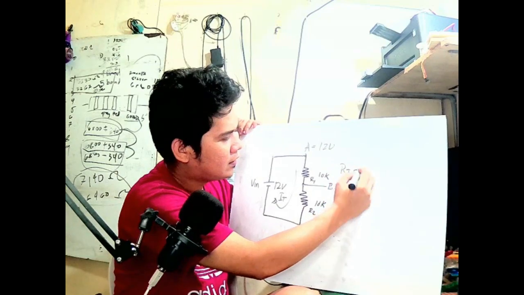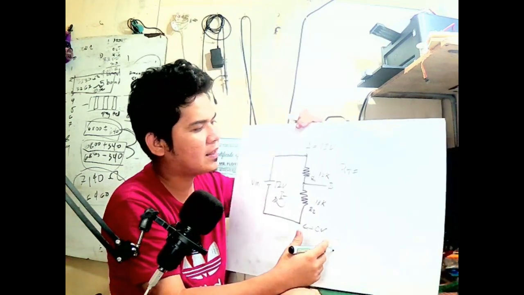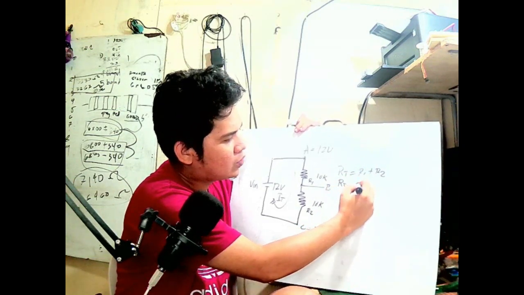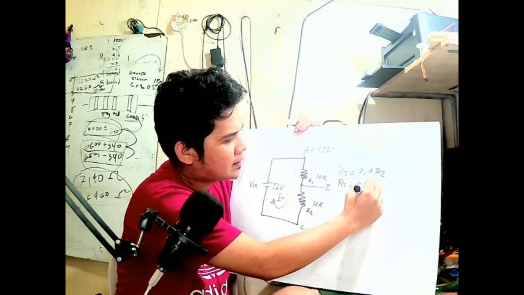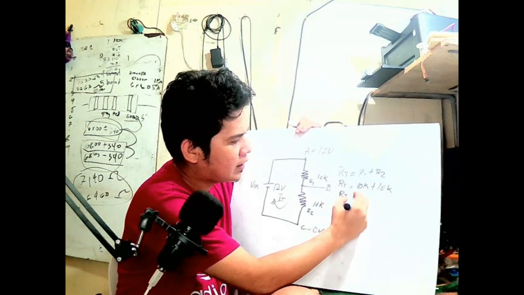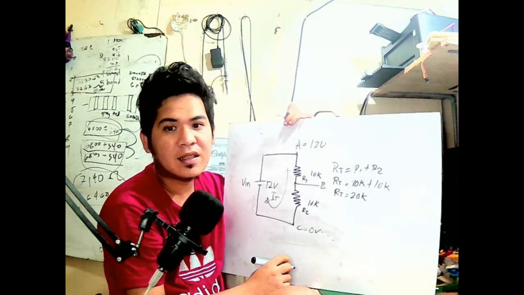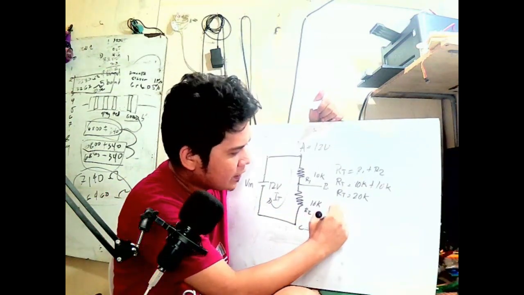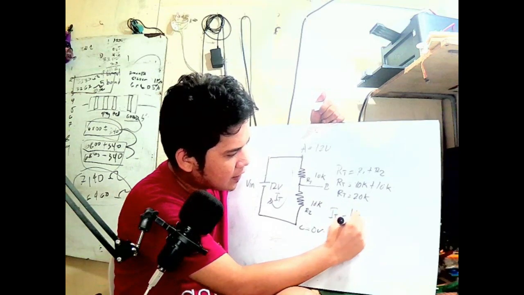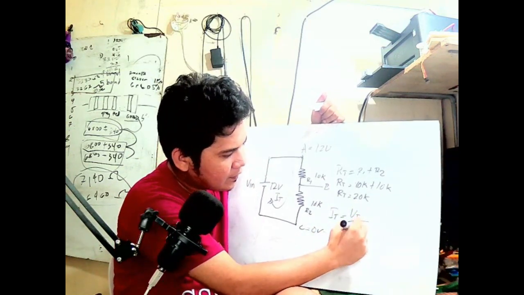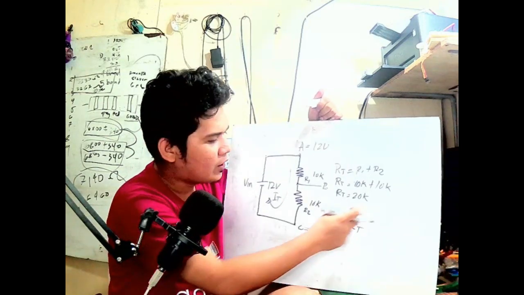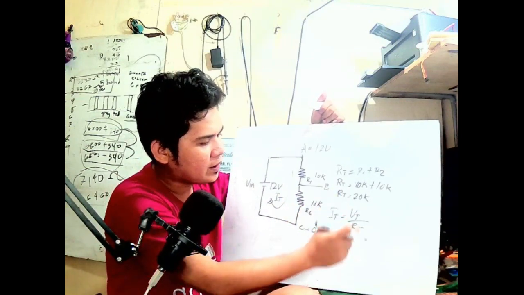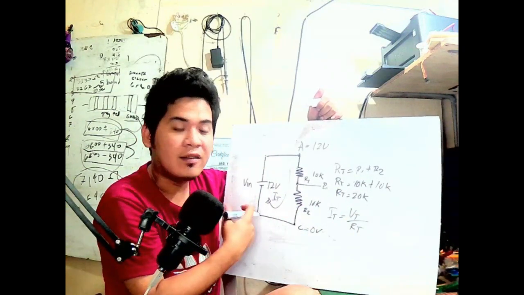R total is equal to, kung naaalala niyo yung ating series circuit, R1 plus R2, that's simply 10k plus 10k, equals to R total natin is 20k ohms. That's our R total, right? So for the I total naman, I total is equal to V total, or voltage total, divided by R total. Since we have voltage total or yung ating VN na 12 volts and we have R total na 20k, now we can get I total, right?